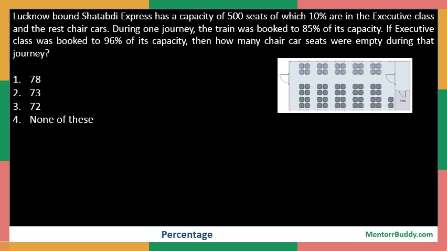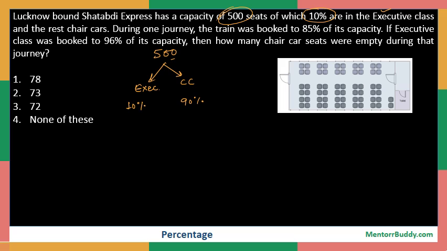So it is given that in a train there are 500 seats. These 500 seats contain two categories of sitting arrangement. One is the executive class and the other one is chair car. Out of them, 10% belong to executive class. That means 10% of 500 is executive class. So definitely the remaining 90% belongs to chair car.